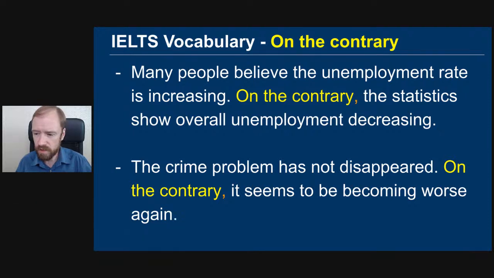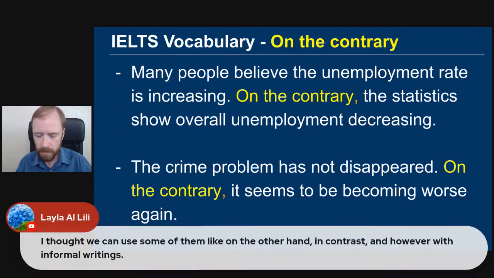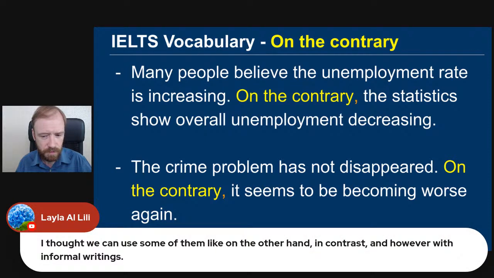Again, Ramnan, I don't understand the sentence. Urdu, thank you. I thought we could use some of them, like on the other hand, in contrast, and however, with informal. Yeah, you can. You could use all of these in writing, but in speaking, yeah. However, is probably the highest. I'll go back to the beginning later on, and I'll point out which are mainly for speaking, which are mainly for writing.